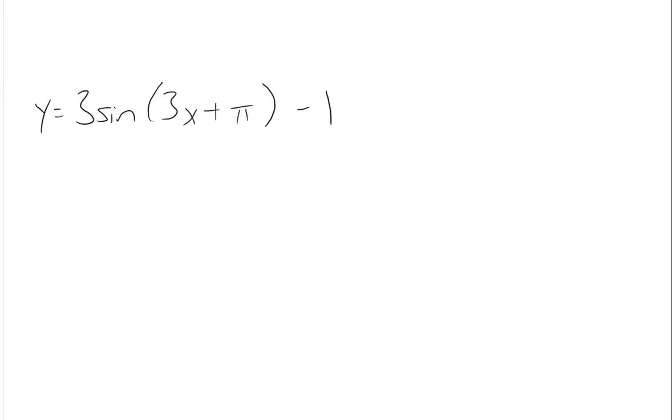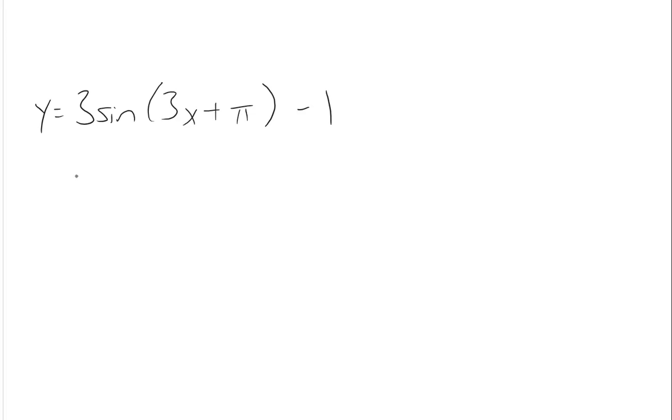In the last video, we graphed a cosine. This video, we're going to graph a sine. I'm going to do this by hand from scratch, and we'll recap by looking at what's on the handout I have made. So we want to graph this guy, y equals 3 sine of 3x plus pi minus 1.